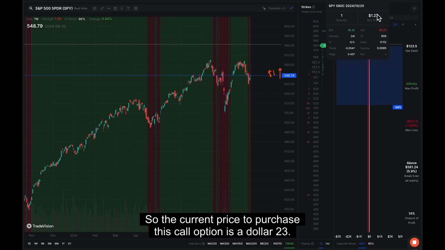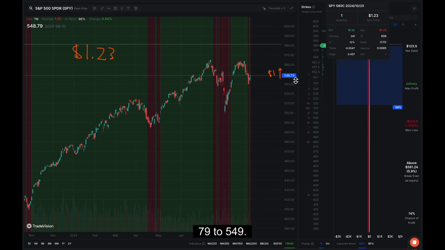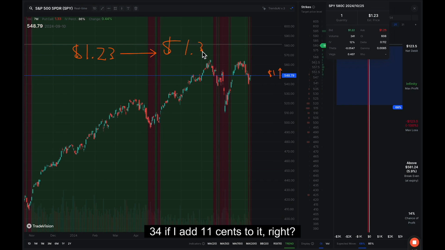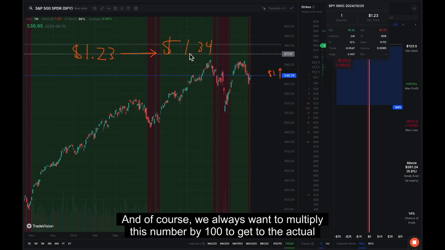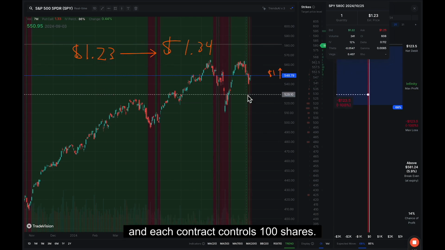So the current price to purchase this call option is $1.23. Okay, if it's $1.23, and let's say the price of SPY goes from 548.79 to 549.79, I will make approximately 11 cents. So the new value of my call option will be approximately 1.34 if I add 11 cents to it, right? And of course, we always want to multiply this number by 100 to get to the actual dollar value of how much we're spending, because it's a per share basis and each contract controls 100 shares.